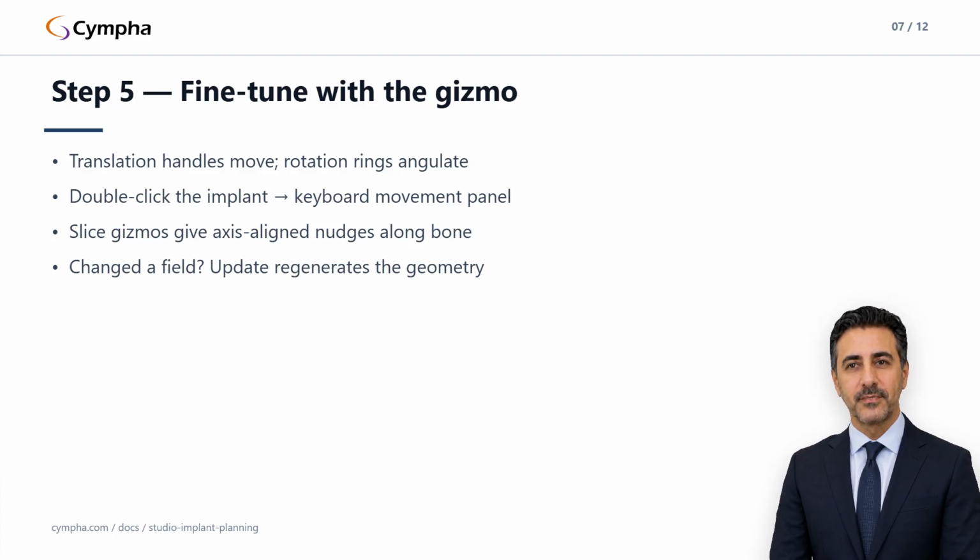A multi-tooth plan is just the same rhythm repeated. Each implant is independent. And if you're placing the same family, you don't need to reopen the catalog. Change the tooth number, click Add, click the site.